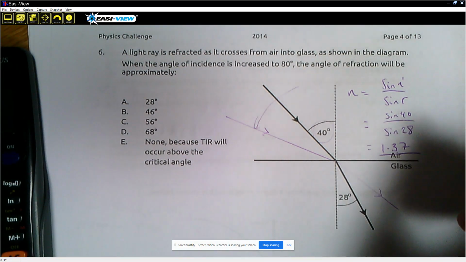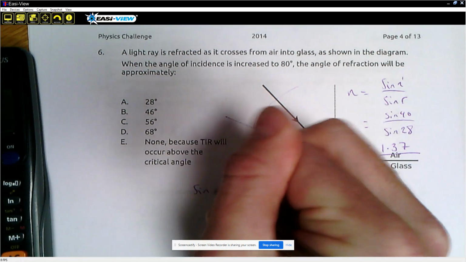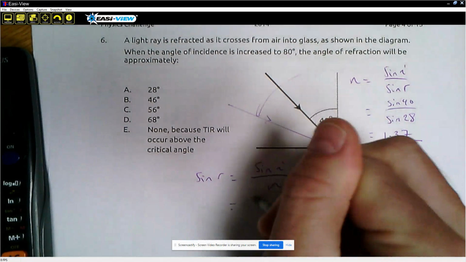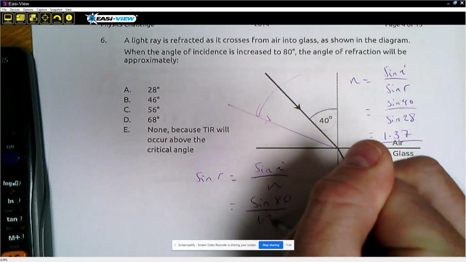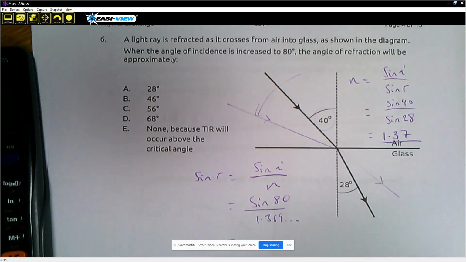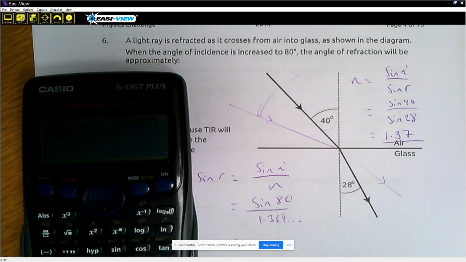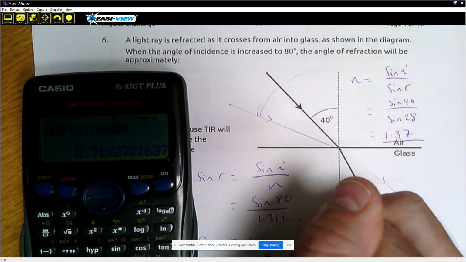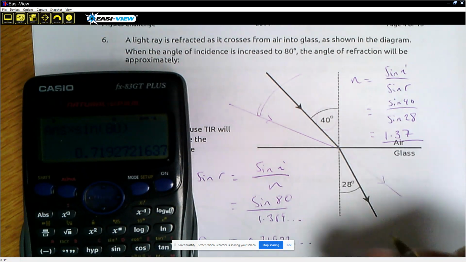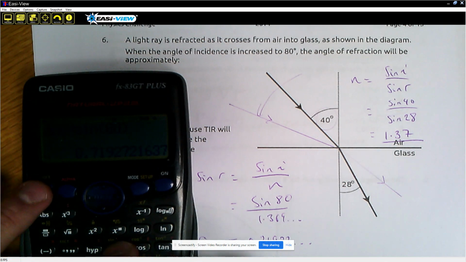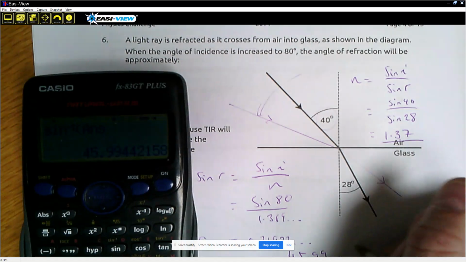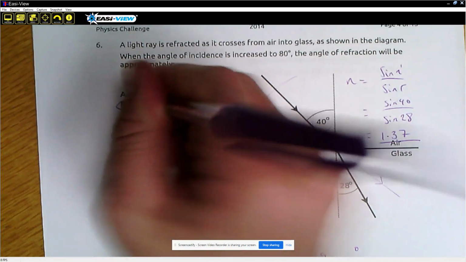Then when I move to the next one, this time I can rearrange this. I want the value for r. So I get that sine r equals sine i over n, and I've just calculated n. This time the sine of i is sine 80 over 1.369 and all that other stuff that I'm going to leave in my calculator. So I will do the reciprocal of that value multiplied by the sine of 80, which will give me sine r is 0.71927 and all this other stuff. Then I need to find the inverse sine of that value to get the angle. And I get that it's 45.99 and some other stuff degrees, which is closest to answer B.